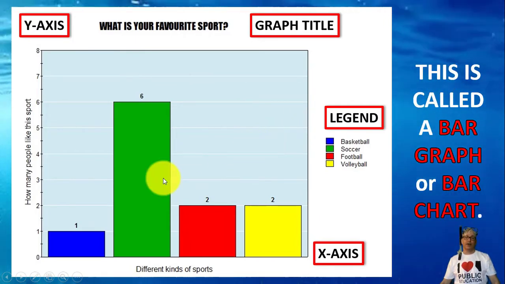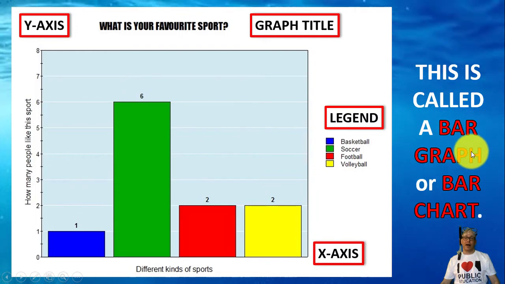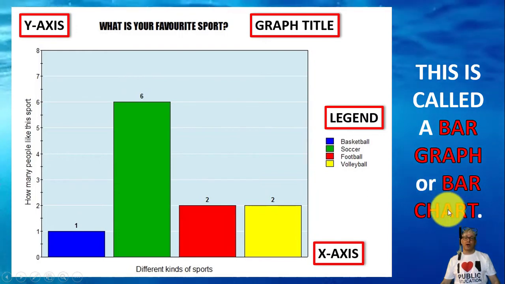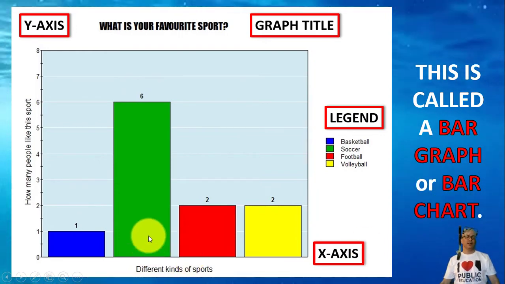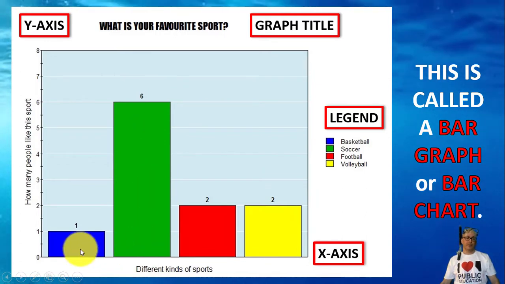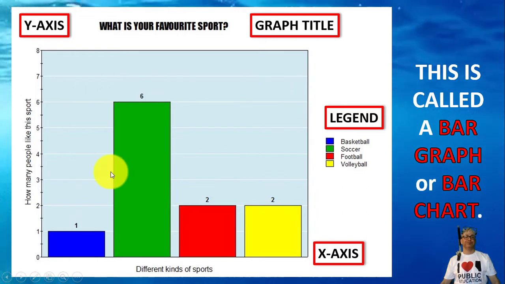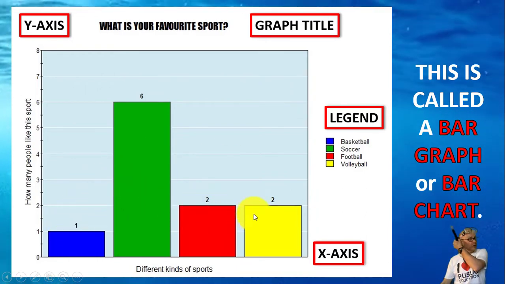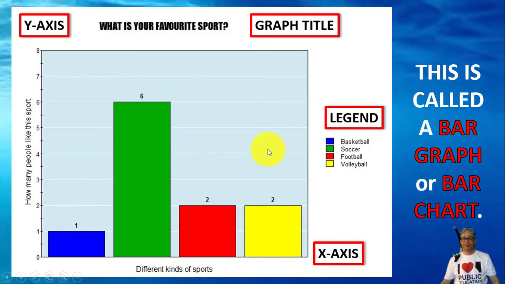This is called a bar graph or bar chart. Why? Because this is called a bar, and that's called a bar. This and this. How many bars are there? 1, 2, 3, 4 bars. There are 4 bars in this chart. Okay?